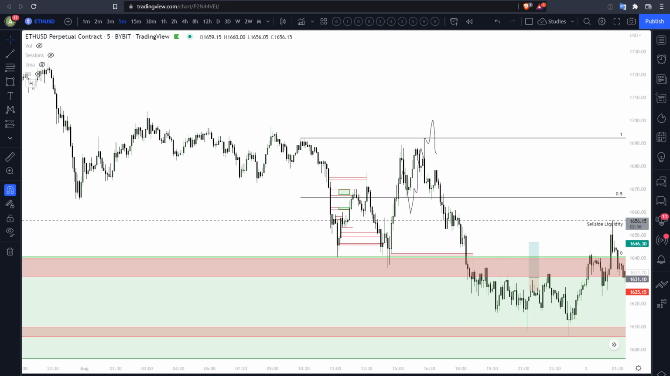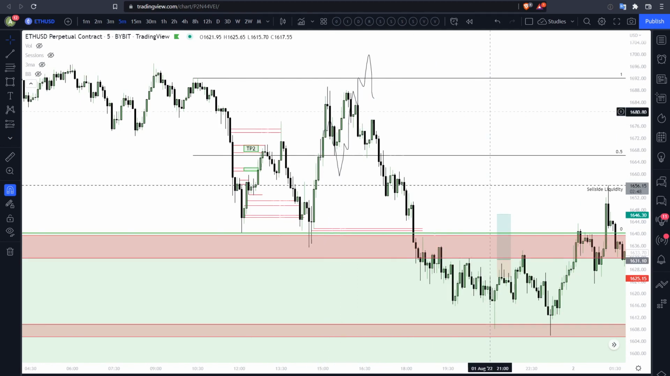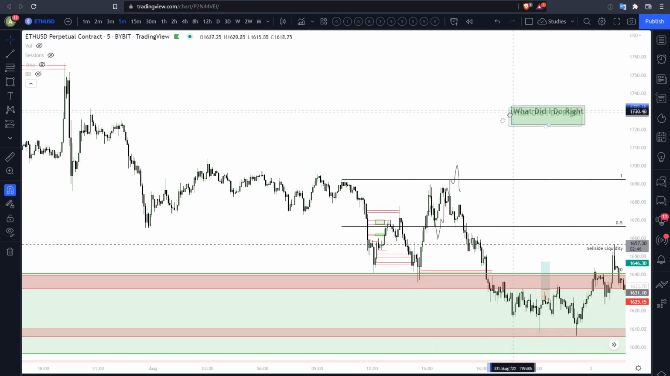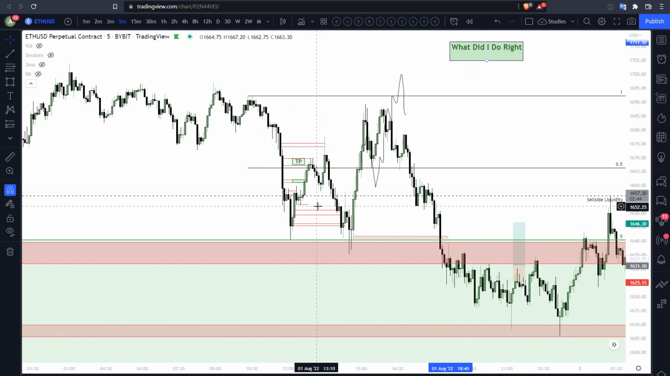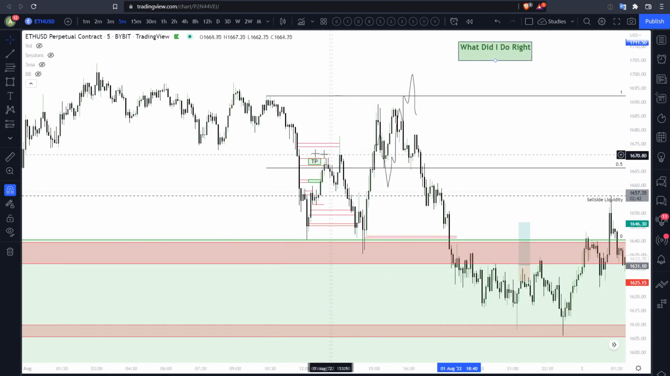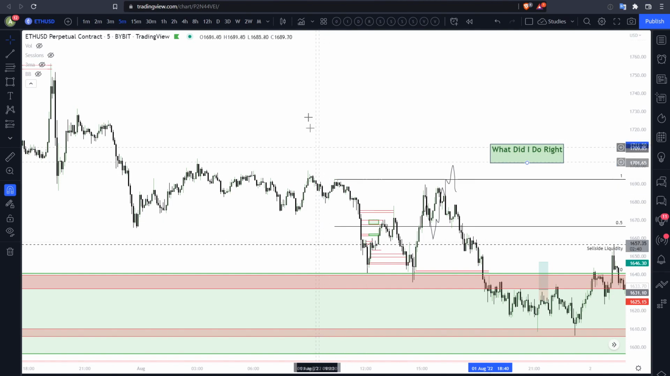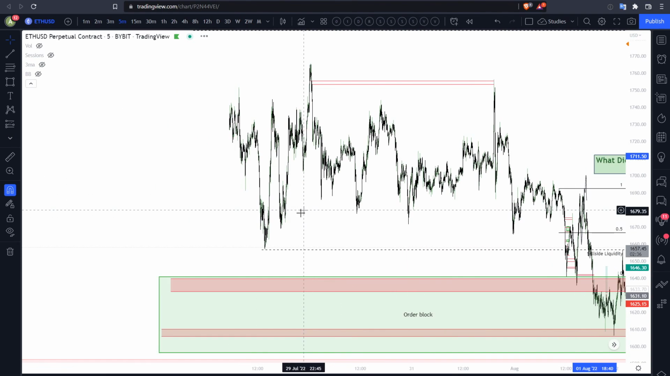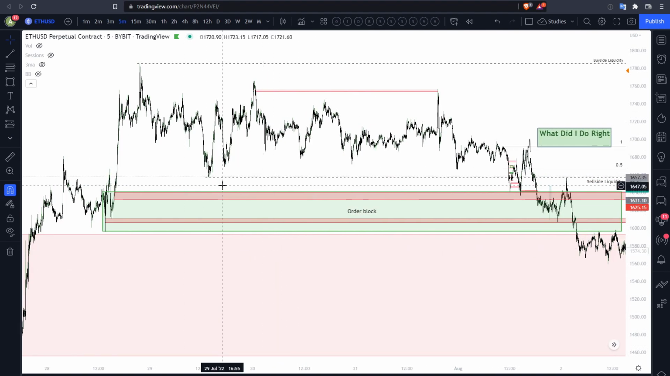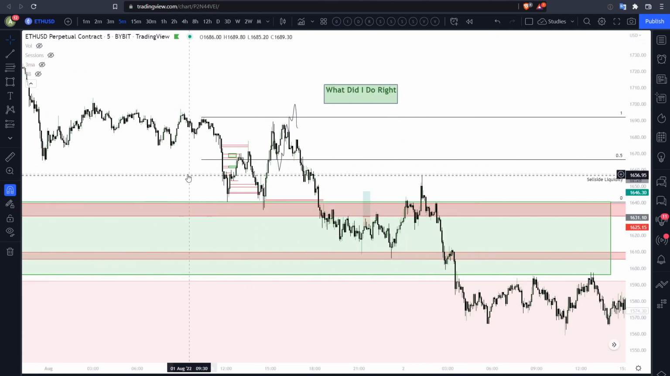So let's summarize what I learned in this first session. Well, first of all, what did I do right? I did identify correctly the potential reversal level. So that was our first target, this sell side liquidity below this wick. Price initially went below it.